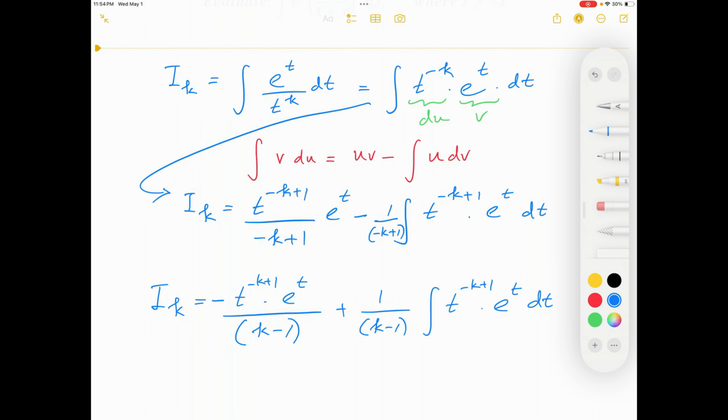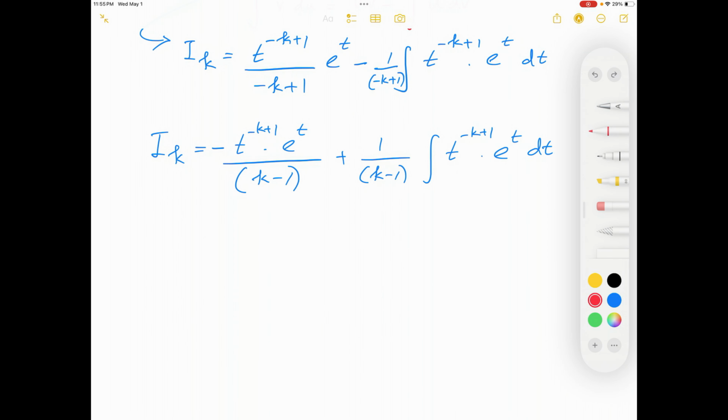to the t dt. Alright, next I'm going to multiply both sides by the common denominator on the right hand side, which is k minus 1. When I multiply both sides by k minus 1, on the left hand side I will have k minus 1 times I sub k. On the right hand side, I will just have a minus t raised to the negative k plus 1 times e to the t plus integral t raised to the negative k plus 1 times e to the t dt. Alright, what's next?